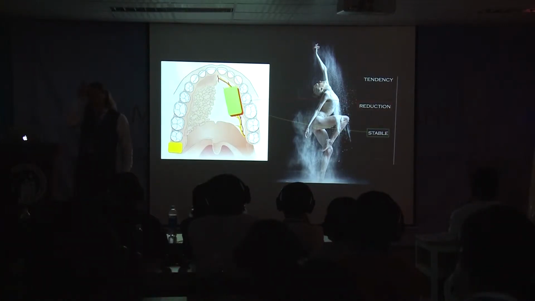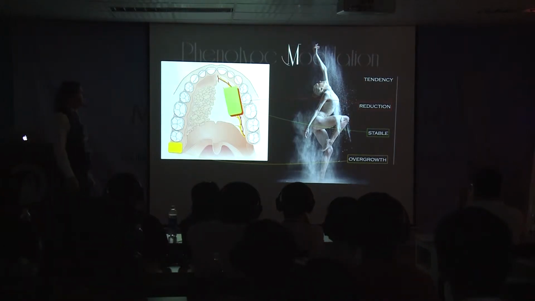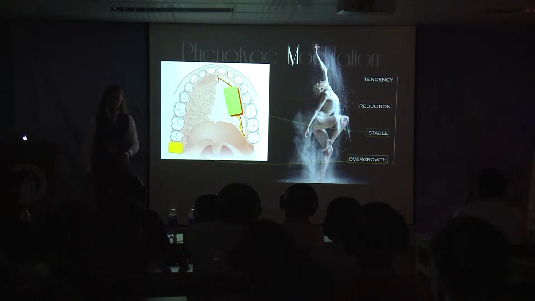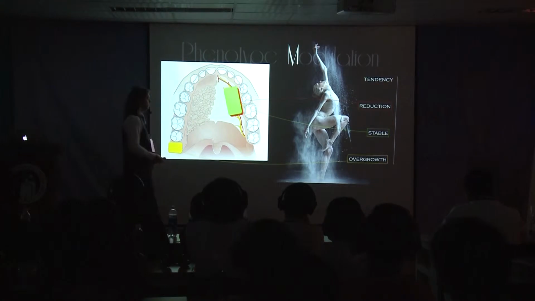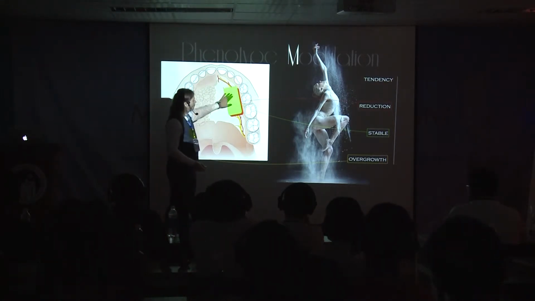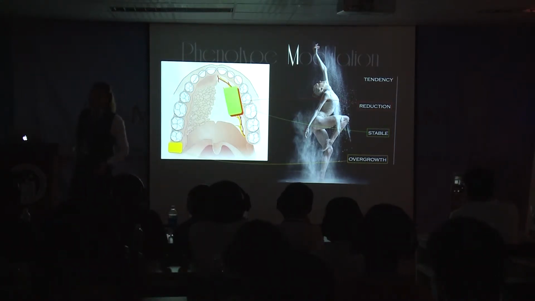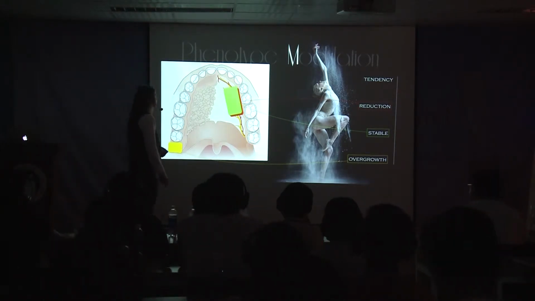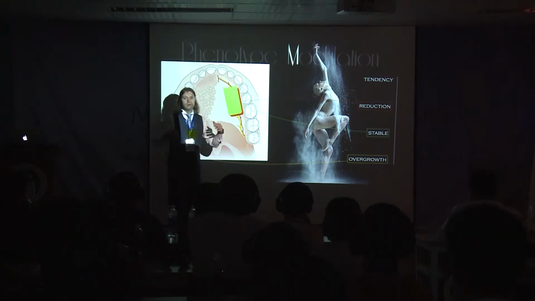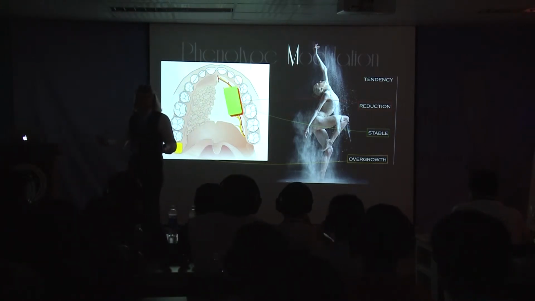So every time you choose to make a graft, you can choose which kind of graft you want to use. And this is the base of the phenotype modulation. If you take from the surface, it's easy to take, it's very stable, but if you leave it exposed, it's too white.